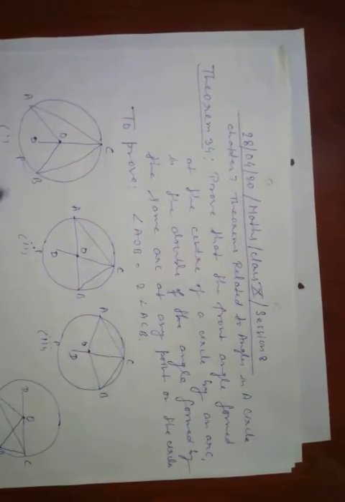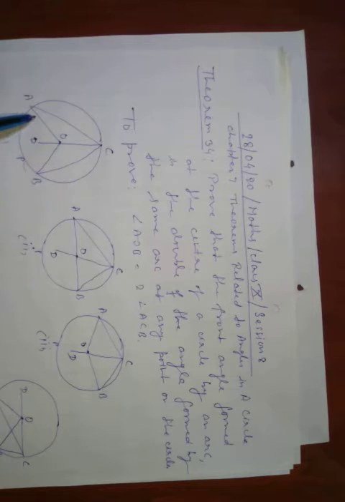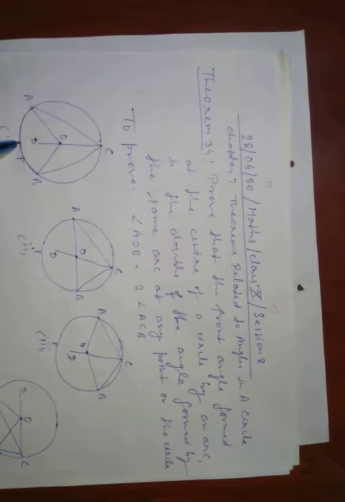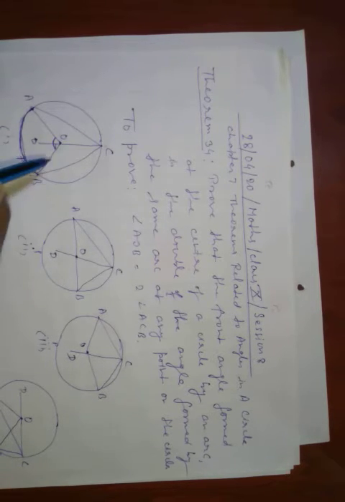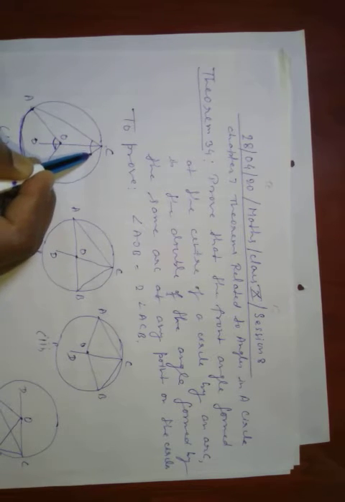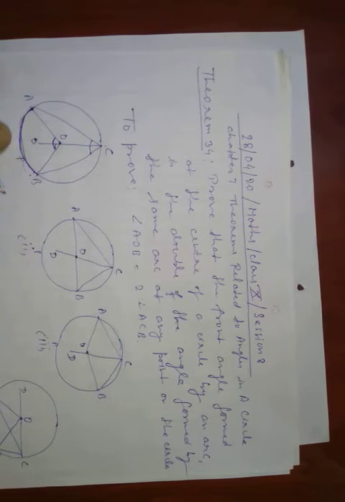So now in this theorem, we have this arc here, that is arc APB, and this arc APB subtends angle AOB at the center, and the same arc subtends angle ACB at the alternate segment here. So in this we have 4 situations here.